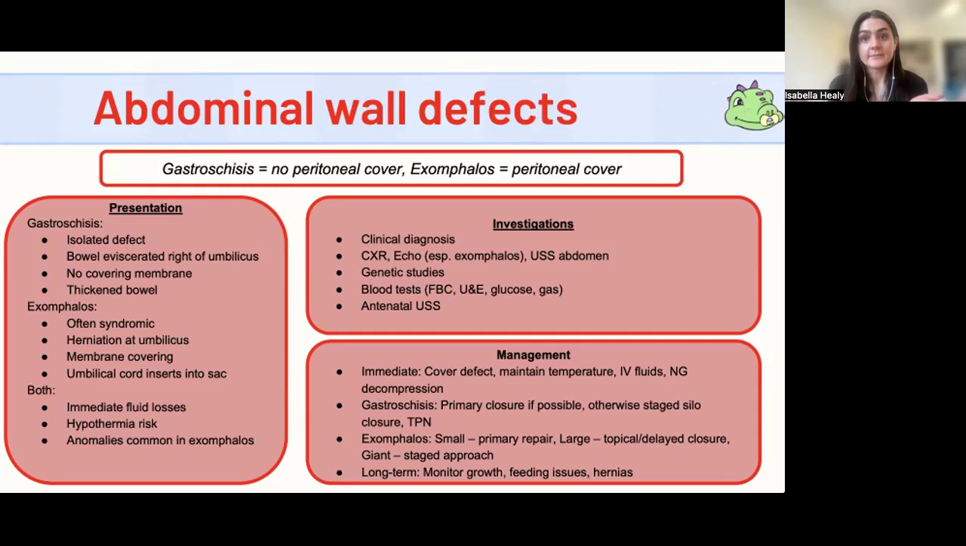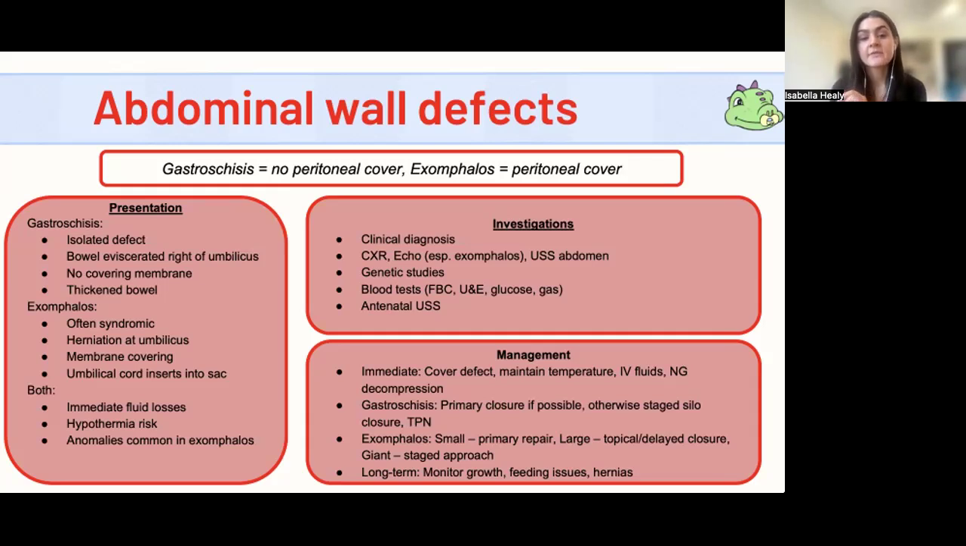They're usually very obvious at birth, but investigations tend to focus on the associated anomalies. So a chest X-ray can exclude a diaphragmatic hernia. And again, recurrent theme, echo is quite important, especially for exomphalos, which has a high rate of cardiac anomalies. Many of these defects are diagnosed antenatally, the accompanying defects too. So immediate management, pretty similar for both in the short term. So you need to cover the defect with cling wrap, make sure the little baby's kept nice and warm because temperature control is really important.